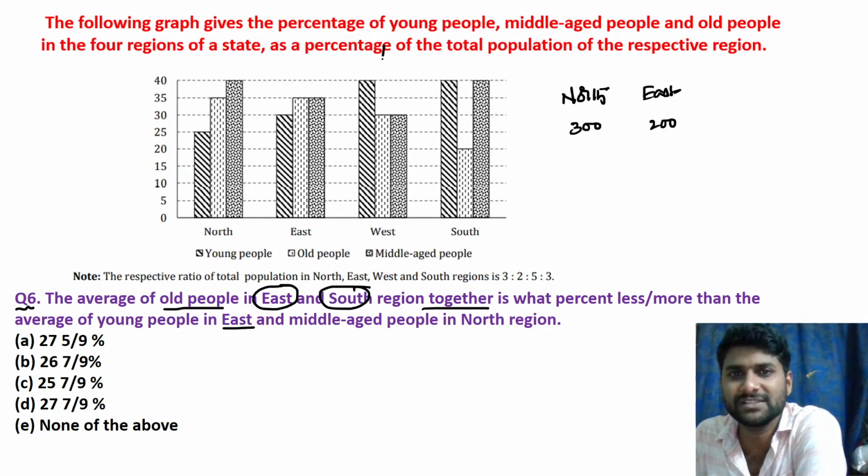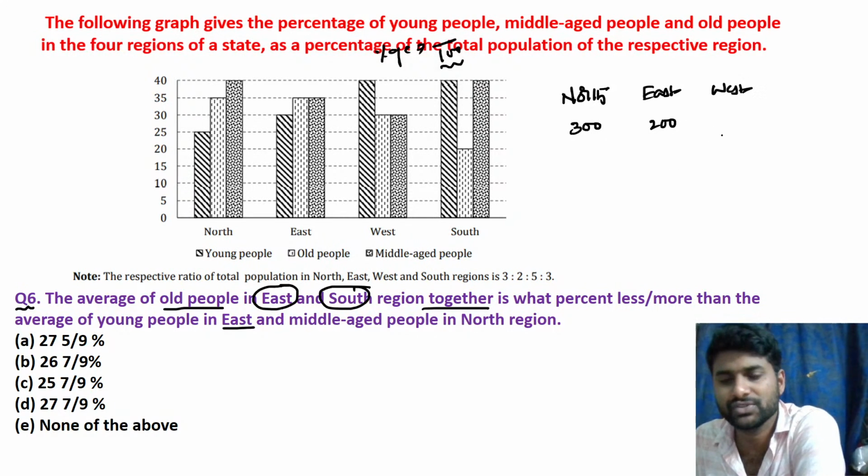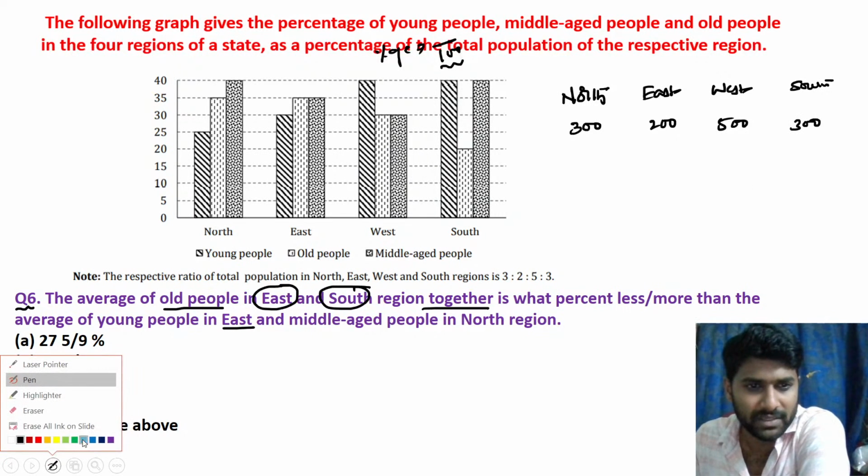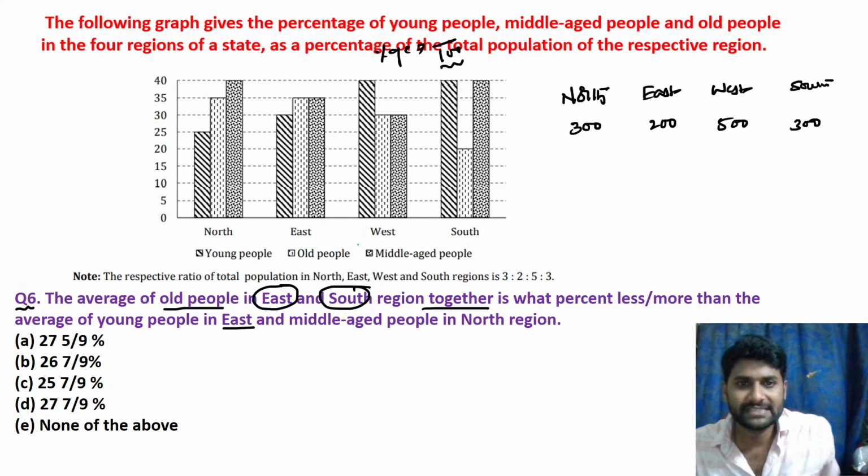Because percentage means divided by 100. If the denominator is 100, you can assume a multiple of 100, then we can get an easy calculation. So based on the calculation only, you can assume a number. That is my suggestion. In the South region, we have 300 people. Okay, just identify that. Here the data says old people in East, we have 35 percentage.